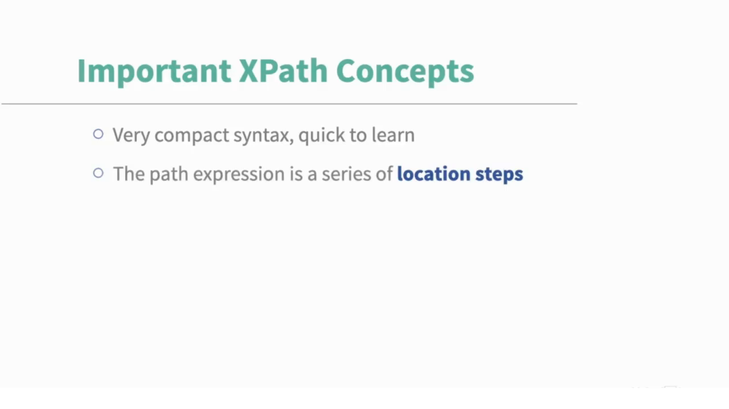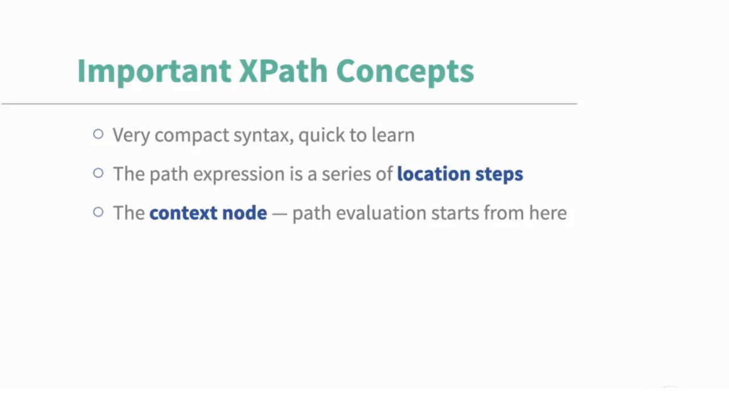So for example, in the previous slide, when I wrote /businesscard and then /name, each one of those is a location step through the document. There's also something called the context node, and this is where the path evaluation starts from. In some of the more advanced scenarios using XPath, you can change the context node to be wherever you want in the XML. I'm not going to get too deep into that here, but you should be aware that it's possible, and that it is essentially the node where you start evaluating the path from.